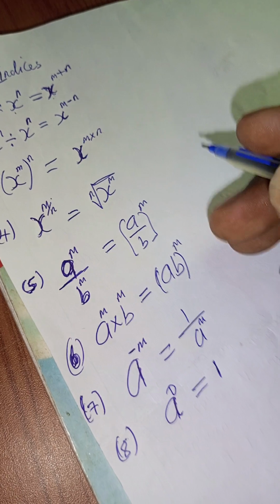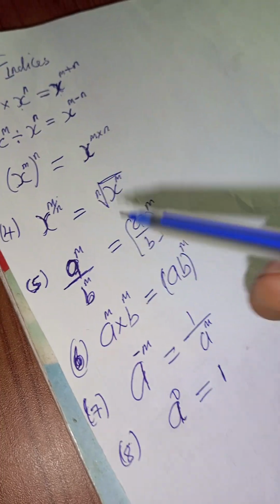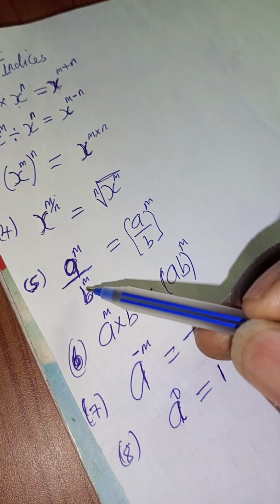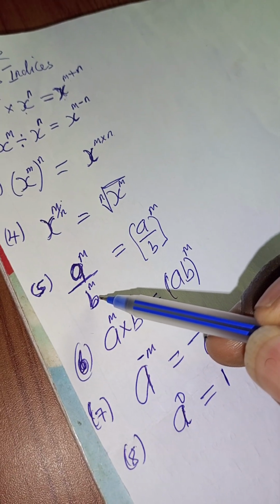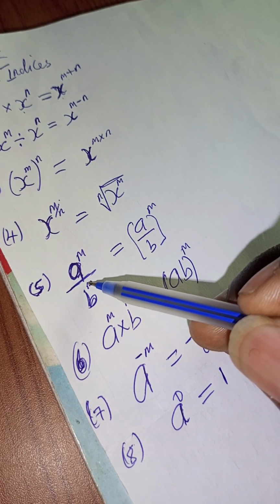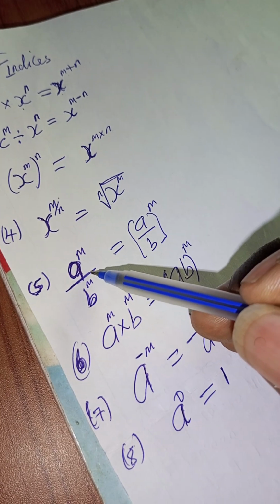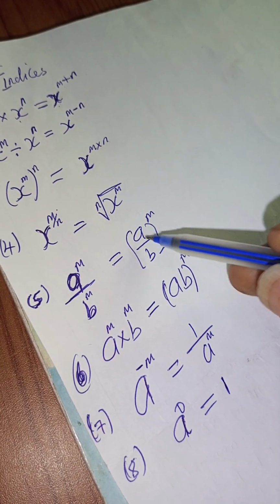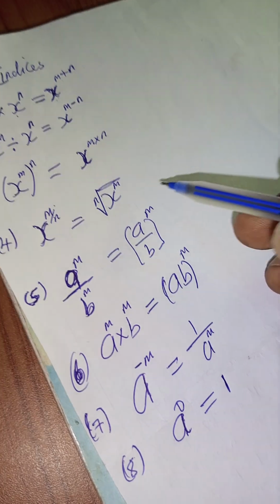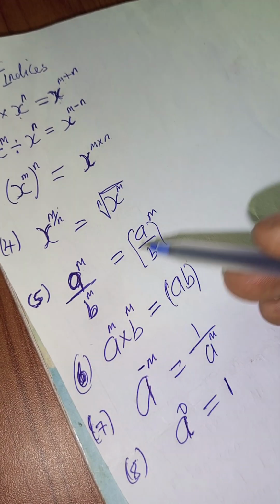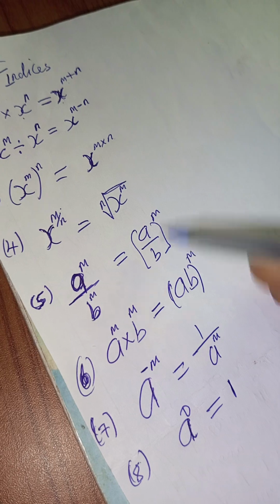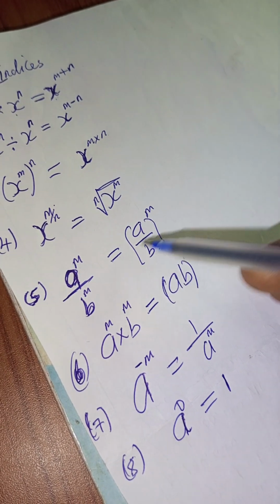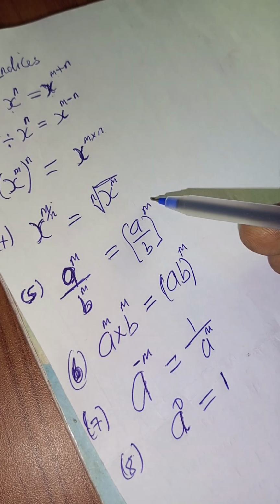Then the fifth one is that when we have a raised to power m all over b raised to power m, you discover that the bases are not equal in this context. What is equal is the power. So the powers are the same. What you do is that you can bring in a over b into the power. Therefore, when you put them into this bracket, the a and the b are now sharing the power together. So that is why we can put them into a bracket, then we raise both of them to the power of m.